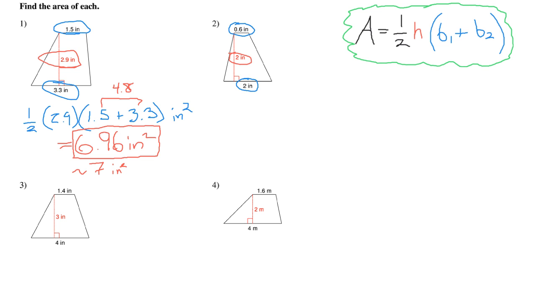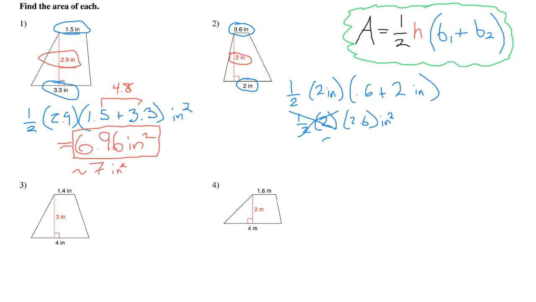So this one actually should be pretty easy to do because what we're going to find is that we have 1/2 times the height, which is 2 inches, times B1, which is 0.6, plus B2, which is 2 inches. And this is going to give us 1/2 times 2 times 2.6, and that's going to be inches squared. The reason I say this problem is pretty easy is because 1/2 of 2 is just 1. So we can actually get rid of that whole part of this, and that leaves us with our answer, which is 2.6 inches squared.